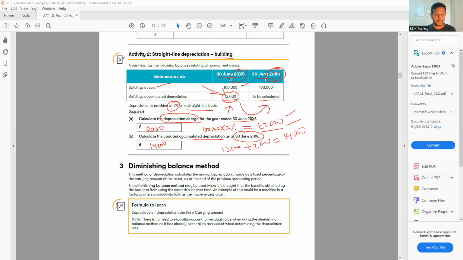So that's it. This is our depreciation for the straight line when you have a percentage. All right, let's have a look at the next one.